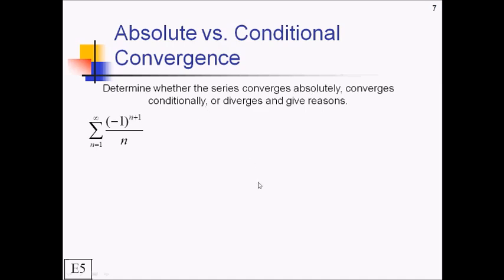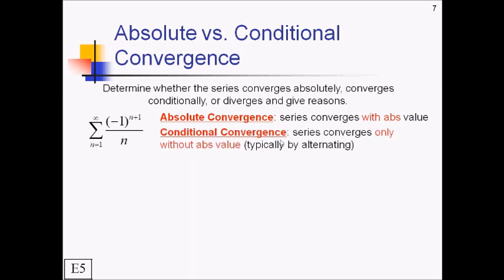Let's define that. When we have absolute convergence, that means the series is converging with an absolute value wrapped around it. So if we wanted to prove it converged absolutely, we would need to forget about this back and forth negative versus positive and only consider the positive version of all these nth terms. Now, conditional convergence means that the series converges only without the absolute value. So typically this is going to be an alternating series that converges in this fashion.